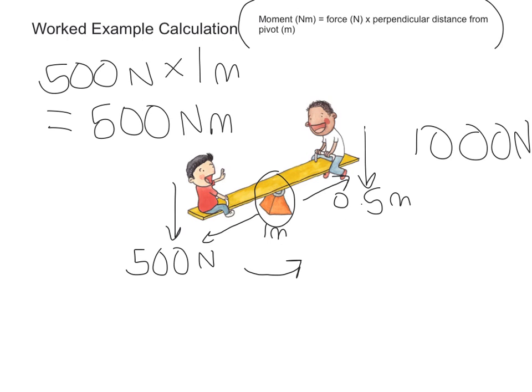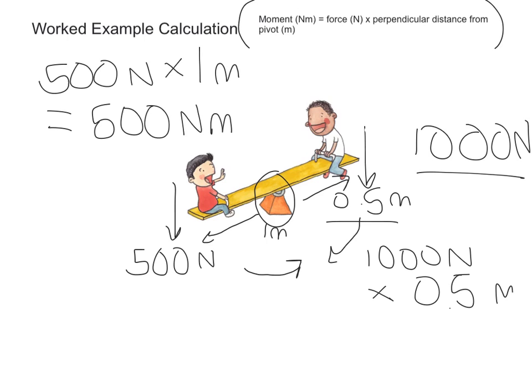Now let's look at our clockwise moment, the person sitting on the right hand side of the seesaw. Our force will be 1000 newtons times our perpendicular distance from the pivot, which is 0.5 meters. Therefore, our answer will be 500 Newton meters. 1000 times 0.5, half of 1000 is 500.